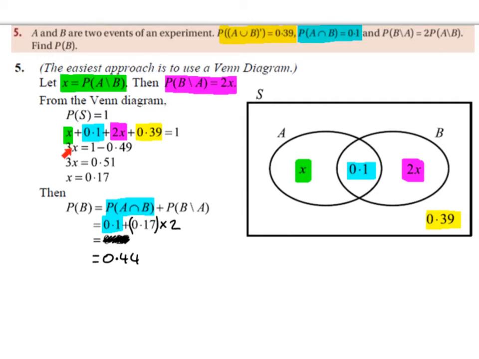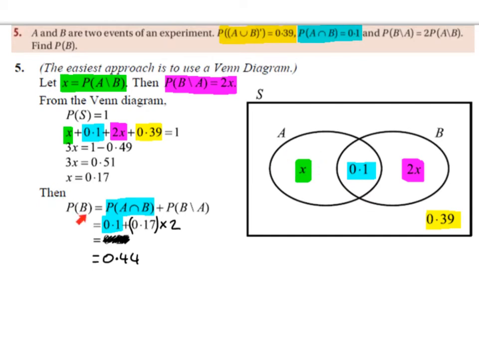X plus 2X is 3X. On the right hand side we have 1. We're going to bring over 0.39, that becomes minus 0.39. And we're going to bring over 0.1, that becomes minus 0.1. So we end up with 1 minus 0.49, which is 0.51. And dividing across by 3, we get X is equal to 0.17. And remember that X is actually A less B, so this is 0.17 here.